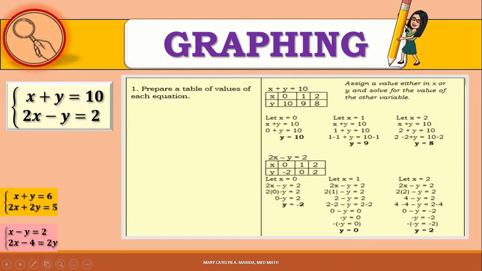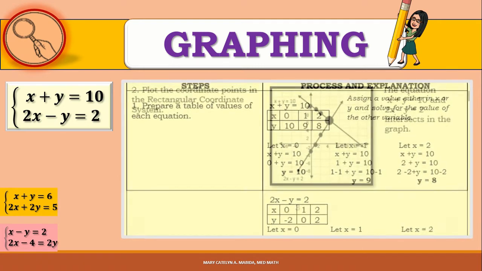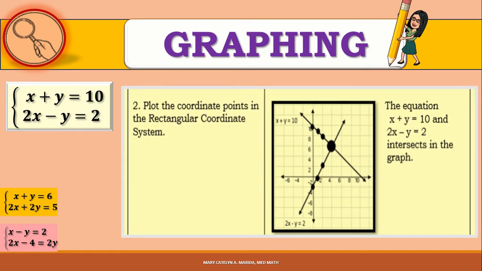Now that we have the table of values, we are going to graph these two lines. The equation x plus y is equal to 10, which is this line, and the equation 2x minus y is equal to 2, which is this line, intersect in the graph, which means that their point of intersection is the solution of their system, which is (4, 6).